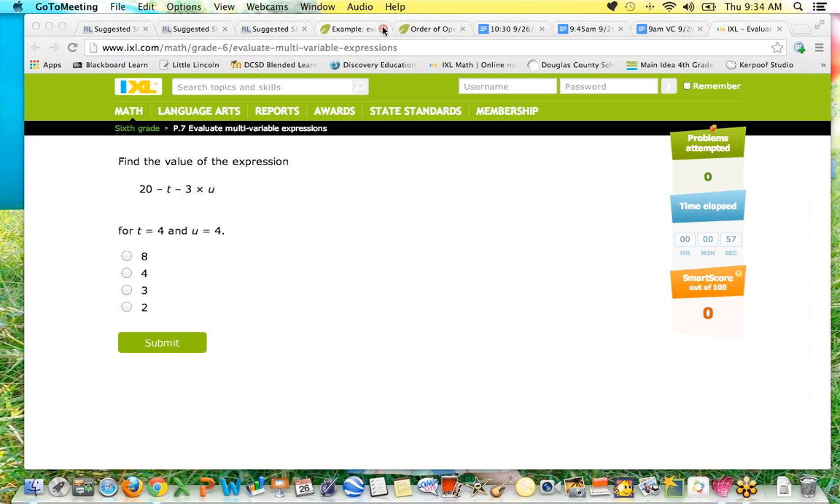My computer is low on battery again. Oh no, plug it in. Very good, Sienna.